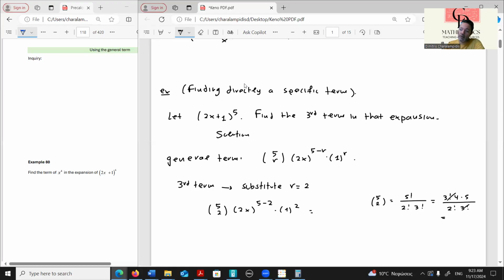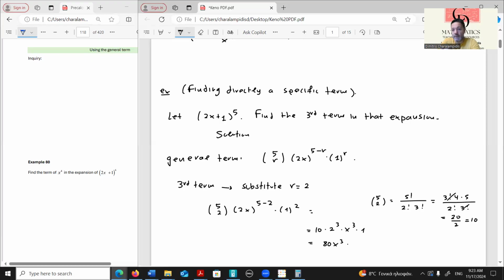They are cancelled out. 20 over 2 is 10. So that would be 10 times 2 cubed times x cubed times 1. So in total, that should be 80x cubed. That's the third term in the expansion of 2x plus 1 to the power 5. So in general, that's the easiest scenario we can actually work with.